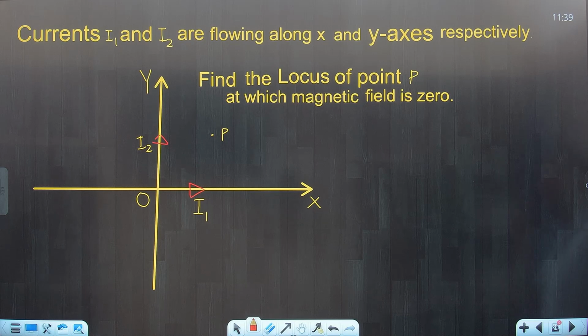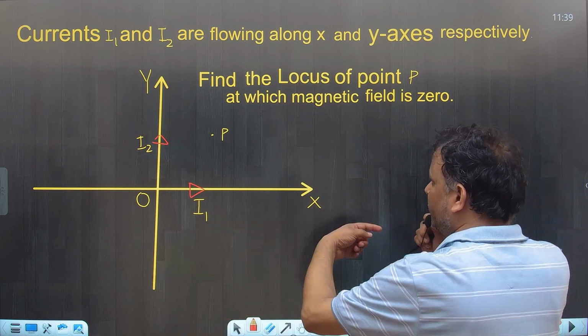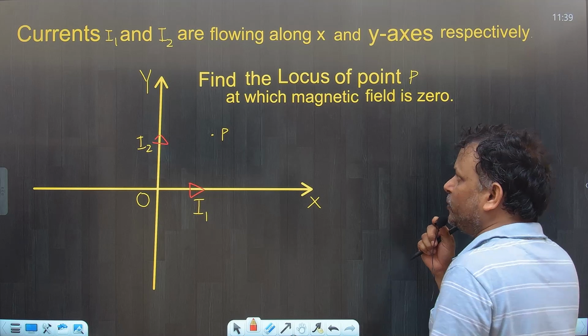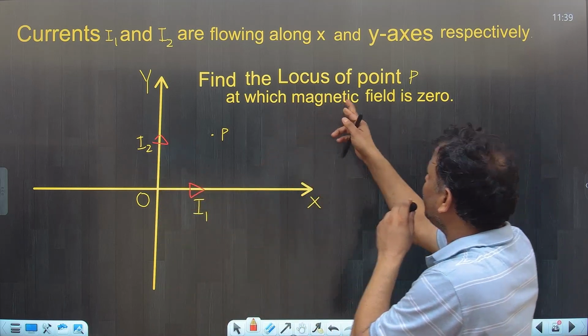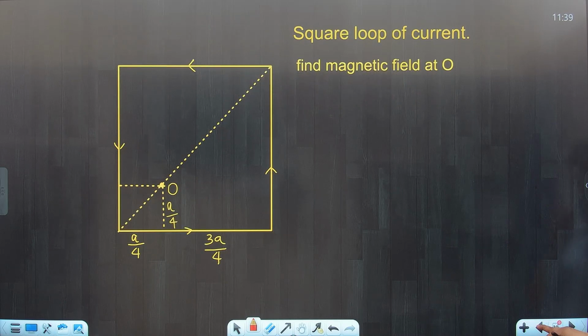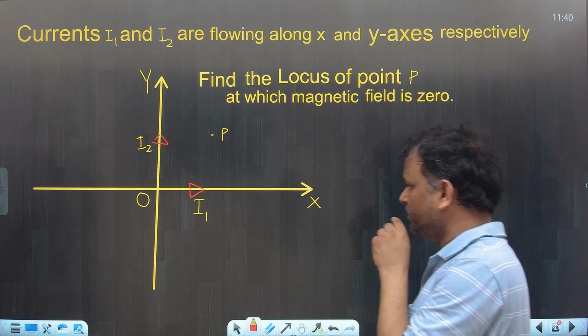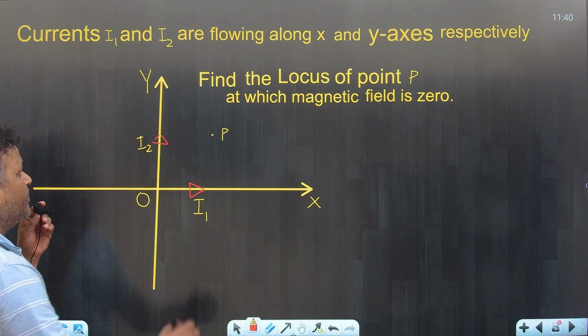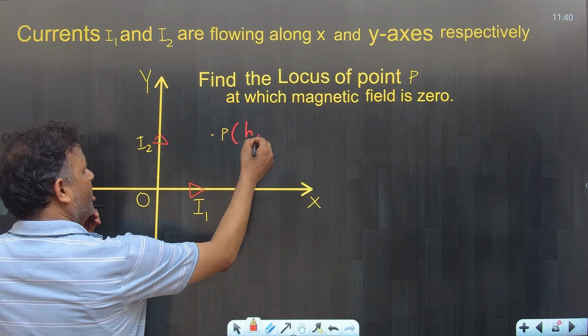So now come to the next problem. Currents I1 and I2 are flowing along the x and y axes respectively. Here is the x axis, current I1 is flowing through this. Here is the y axis, current I2 is flowing through this. Find the locus of point P at which magnetic field is 0. So you have to calculate magnetic field at this point P, right? So suppose this point P has coordinates h comma k.